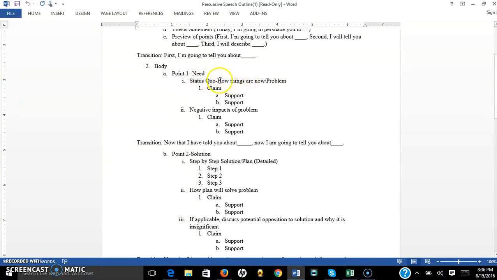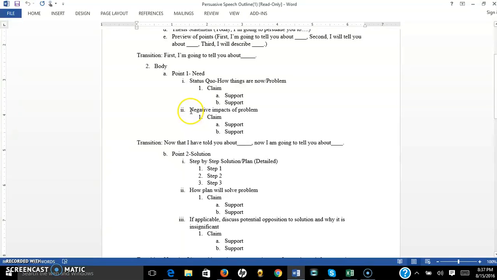So if you're talking about cancer, you may say how many people are dying every year of cancer. Or if you're talking about problems associated with people being hospitalized for cancer, or that there's not enough cancer research, different things like that. That's what you would talk about in your claim 1. Your claim 1 is the status quo. It's building up the foundation of why we need to adopt your solution.